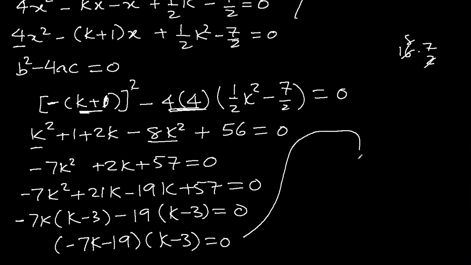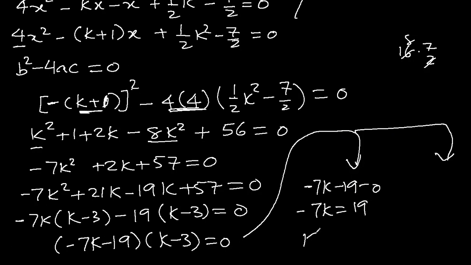So we get two answers. One, minus 7k minus 19 equal to 0, which is minus 7k equal to 19, k equal to negative 19 over 7. And second is k minus 3 is equal to 0, so k becomes equal to 3.